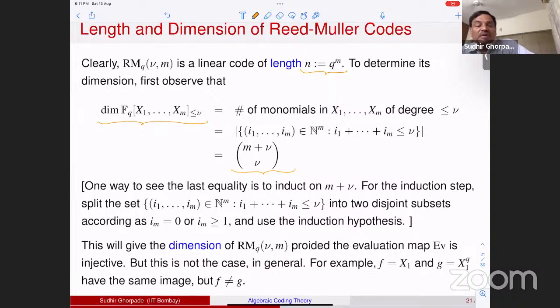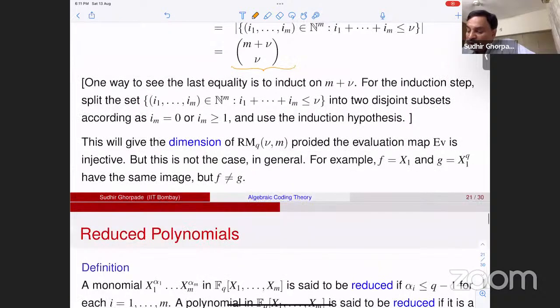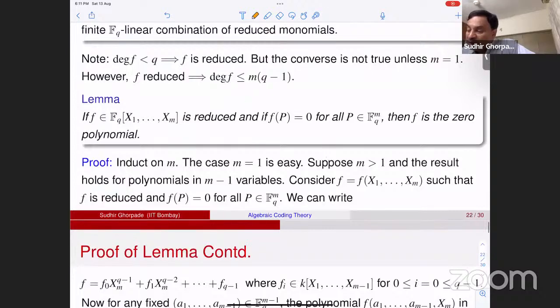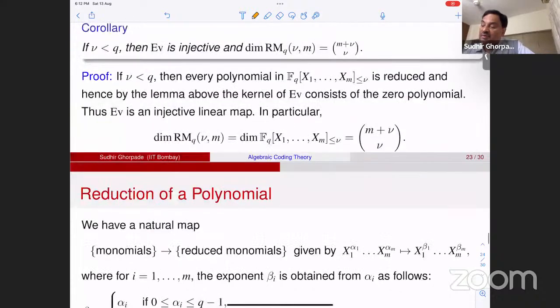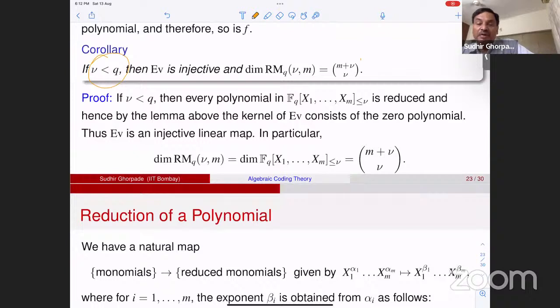So for example, if m were equal to 1 and nu were equal to k minus 1, this is nu plus 1 choose nu, or nu plus 1 choose 1, which is nu plus 1. So if nu is k minus 1, that is k, just like in the Reed-Solomon case. But in general, it is given by this formula, except that in general the map may not be injective, and then the dimension is given by a somewhat complicated formula. It turns out the map is injective if nu is less than q. Then the dimension of the Reed-Muller code is given by this binomial coefficient.